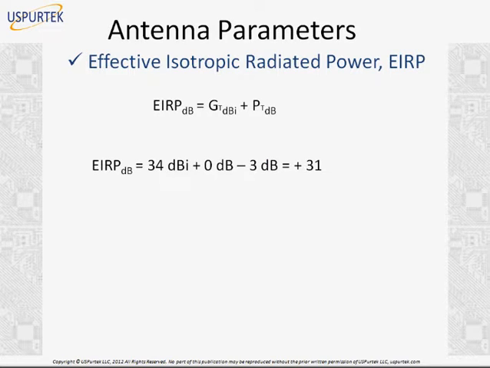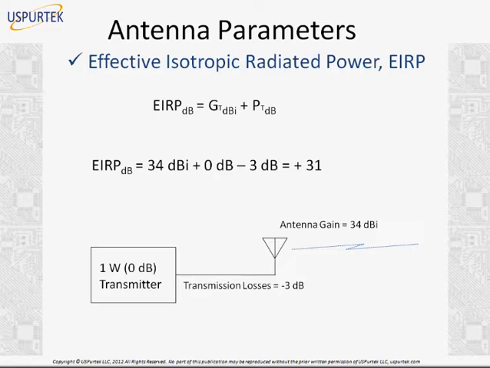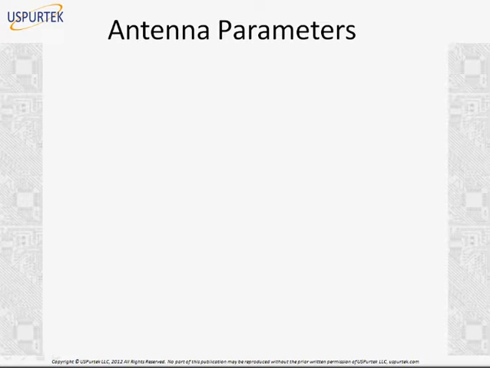Now here is a numerical example of how we calculate the EIRP. If we have a 1 watt or 0 dB transmitter, the transmission losses are minus 3 dB, and the antenna gain is 34 dBi, we get an EIRP of 31. So this is effective isotropic radiated power with respect to the isotropic antenna.